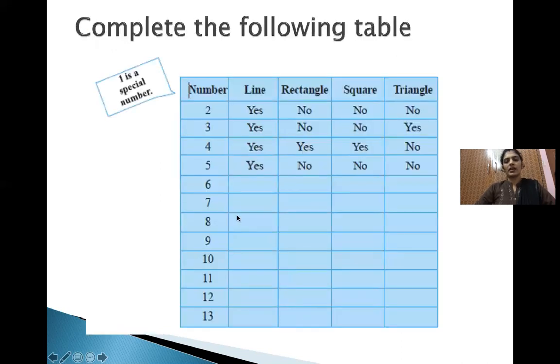So here are some numbers of dots. You have to find out from these dots what shape you can make. Try to find this.